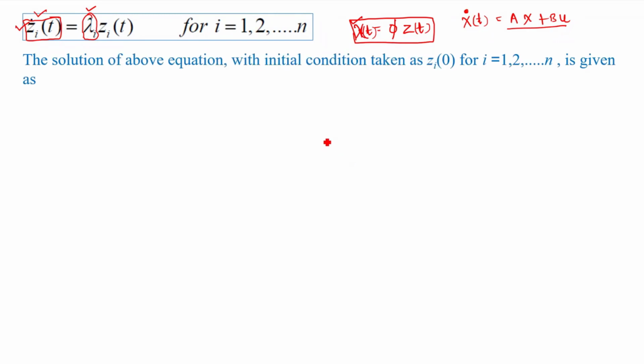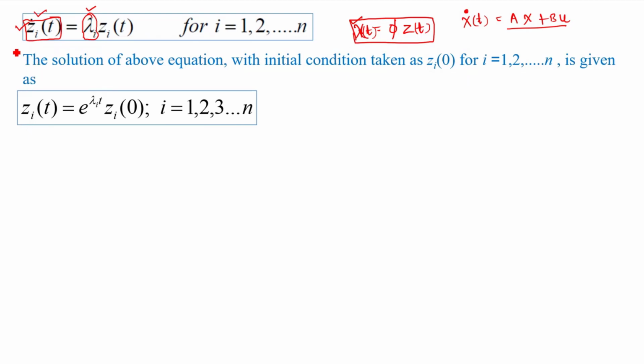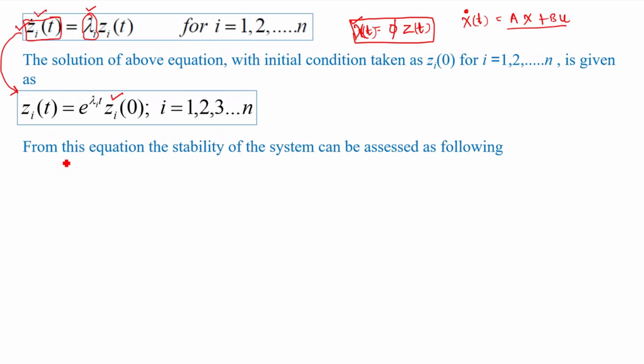Right. So now the solution of the above equation, with initial condition Zi(0), is the solution of the differential equation Z dot = lambda i Zi(t), that is Zi(t) equal to e to the power lambda i t times Zi(0). Zi(0) is your initial condition, and it is valid for i equal to 1 to n, for each state variable. So from this equation, the stability of the system can be easily assessed.